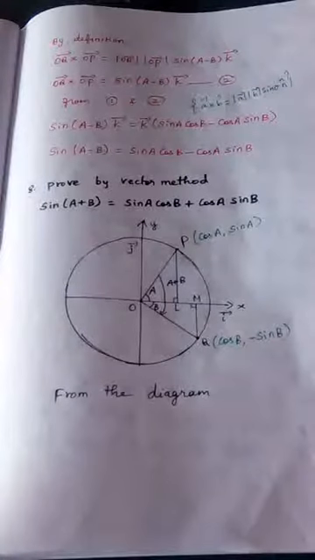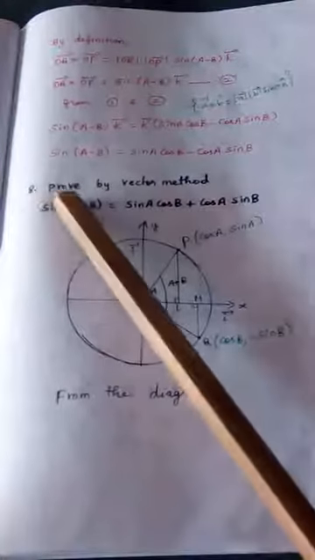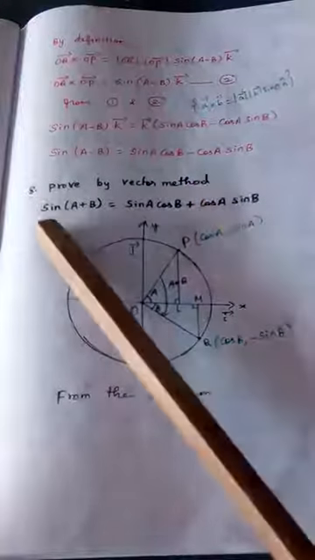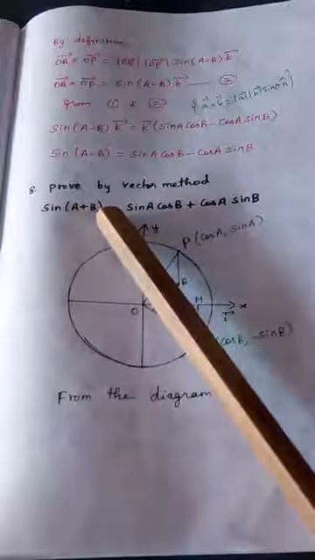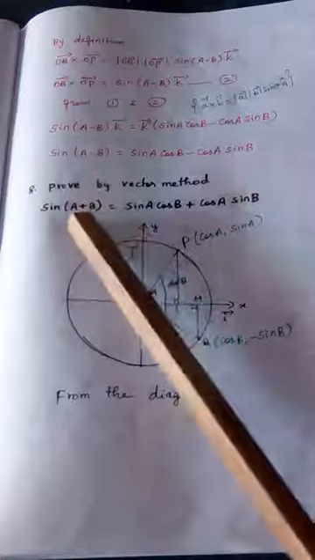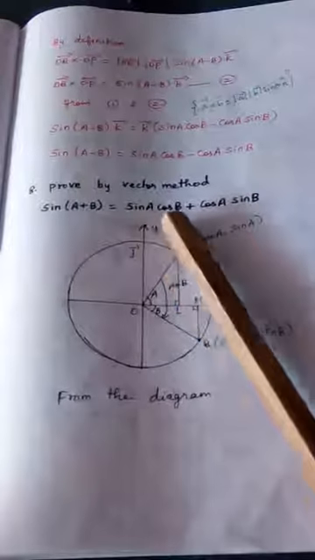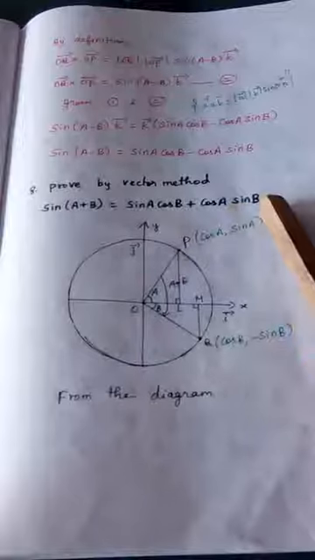Similarly, we will see one more problem in the same method. Prove by vector method, sin A plus B. If you see the previous sum, it is sin A minus B. This is A plus B. And the answer is sin A cos B plus cos A sin B.